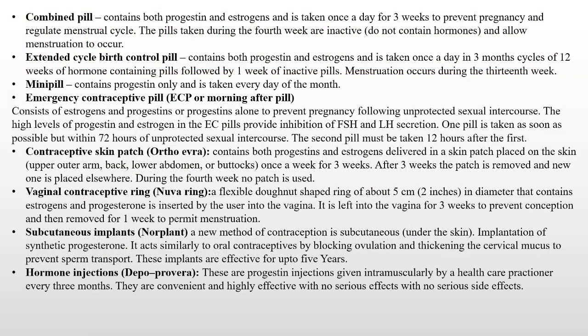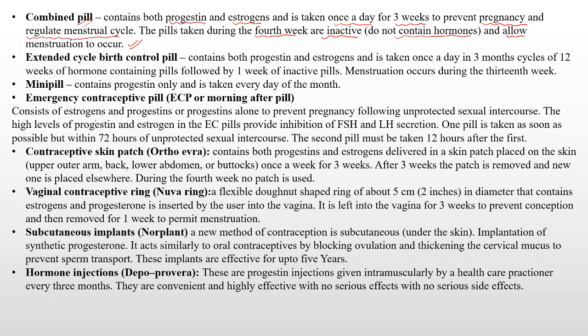Combined pills basically have both progestins and estrogen and are taken once a day for 3 weeks to prevent pregnancy and regulate the menstrual cycle. The pills taken during the fourth week are inactive. They do not contain hormones and allow menstruation to occur. So basically, combined pills are actively taken for 3 consecutive weeks, and in the 4th week, the pills being taken will allow menstruation to happen. They contain both progestins and estrogens, right?